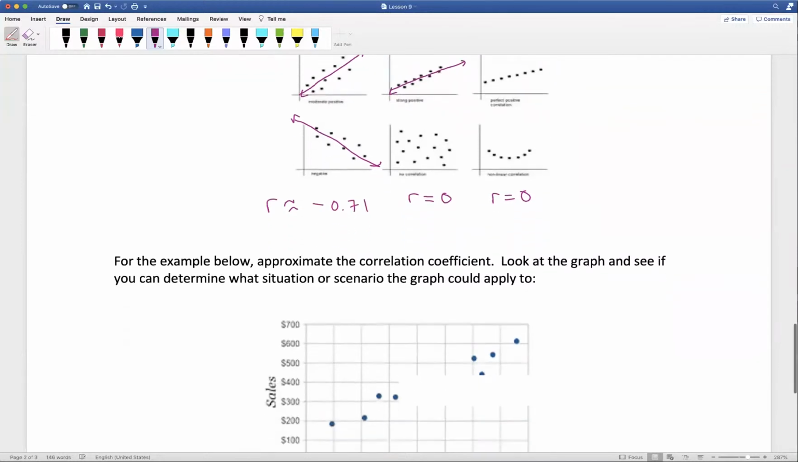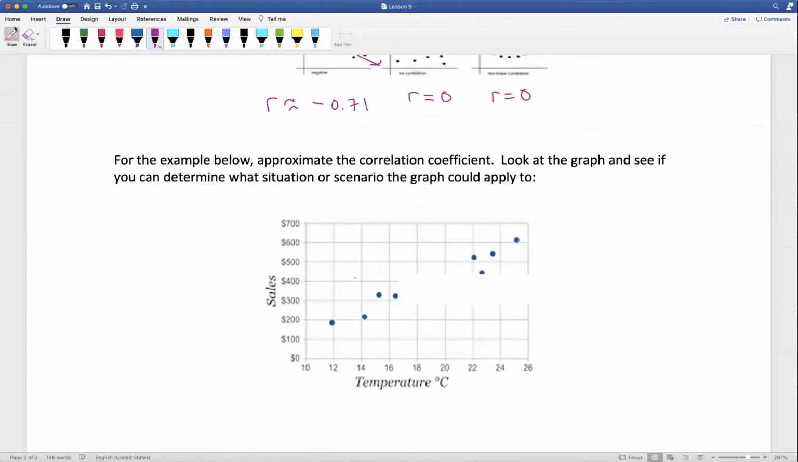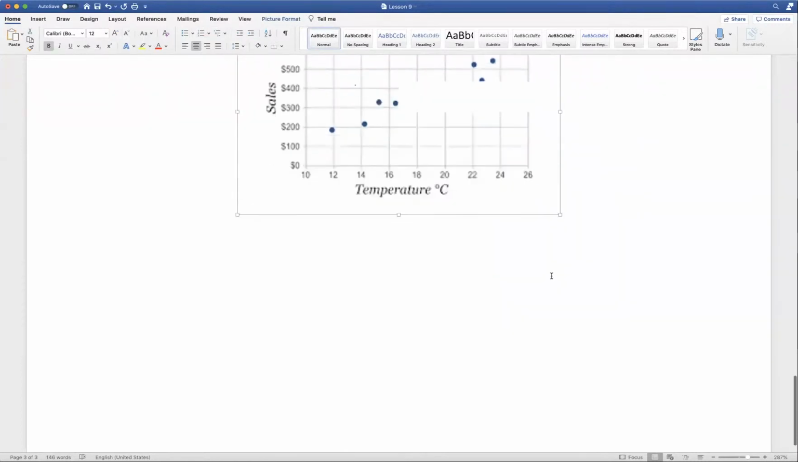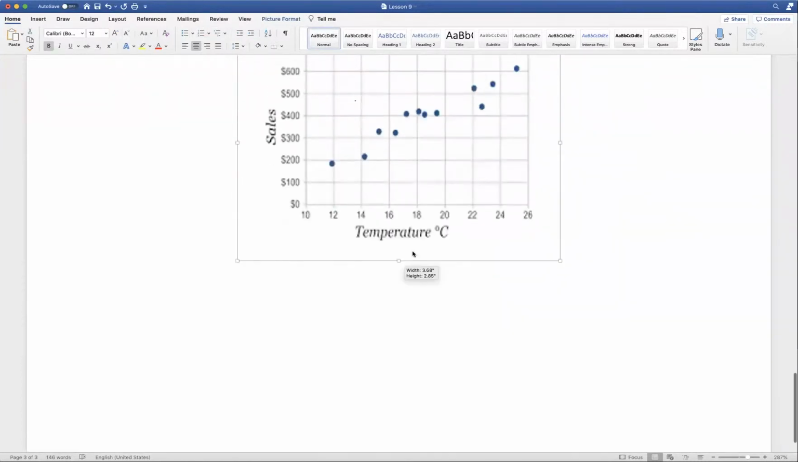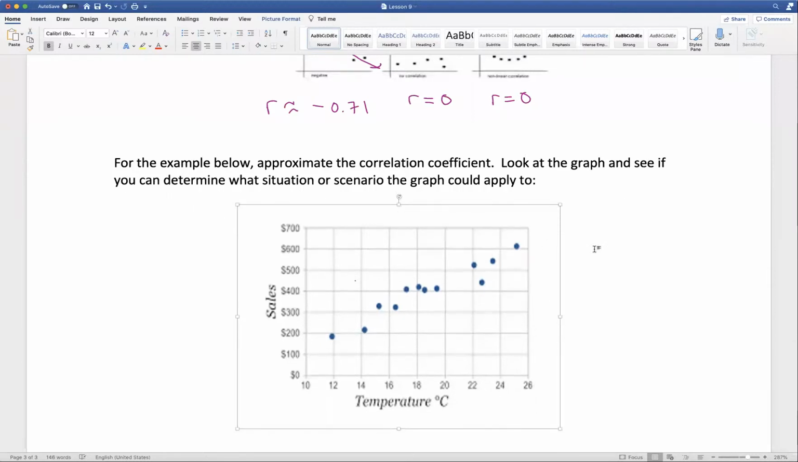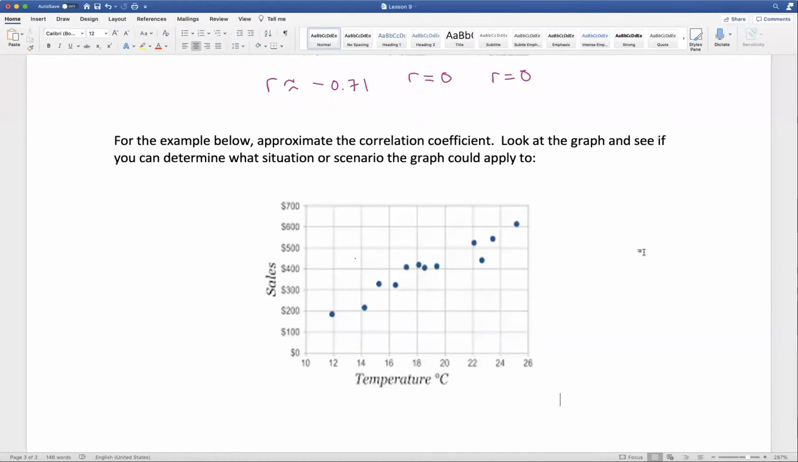Now what I wanted to do is finish with an example of you feeling comfortable approximating some of the ordered pairs in this graph over here, approximating the correlation coefficient, and then seeing if you could come up with a situation or scenario that would best explain this graph. So let's see what's going on in this graph.